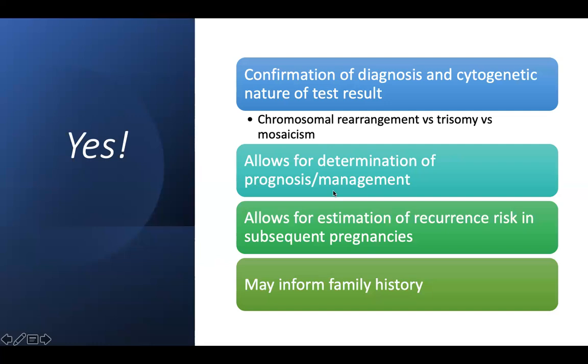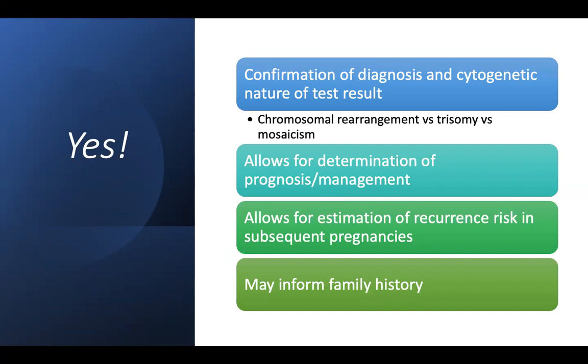So confirming a diagnosis is important for determining the cytogenetic nature of the test result. Remember, NIPS is only identifying the presence of additional chromosome material, but it's not telling us where or even how much is present. So a karyotype can help us differentiate between a rearrangement, such as a translocation or inversion, a true trisomy, or even a deletion or duplication or mosaicism.